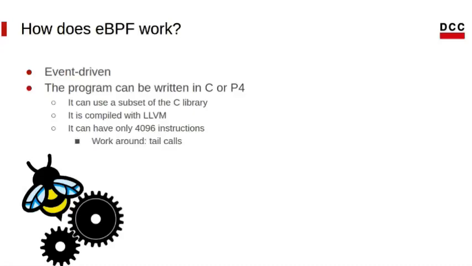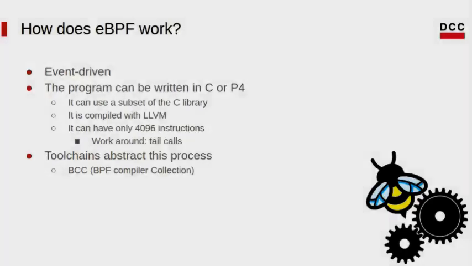There is a workaround called tail calls. You can put a call at the end of the program to call another eBPF program to continue the process. There are some toolchains that make the process of creating an eBPF program easier. The BCC, or BPF Compiler Collection, for example, allows the user to work with Python instead of C.